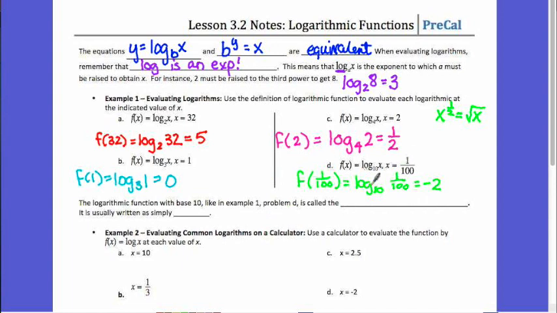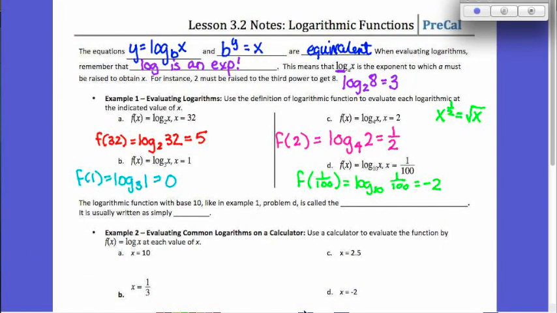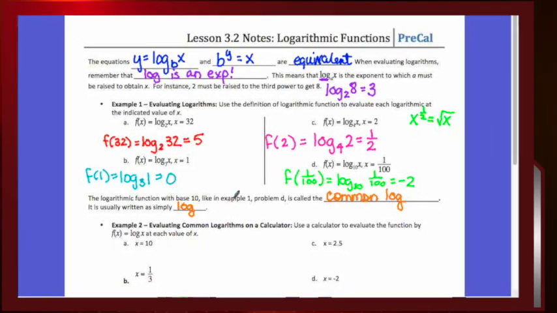Down here, we have the log base 10 of 1 over 100. When the numerator is a 1, you look at the denominator. 10 to what power would give me 100? Well, that's 2. Then in order to get it to flip over and make it 1 over 100, we make it an exponent of -2. A logarithmic function with a base of 10, like example D, is called a common log, which we discussed in our intro to chapter 3. We usually write a common log just with log. That's the one we don't put the base on. If you see it just written log and there's no base written, it's assumed to be 10.